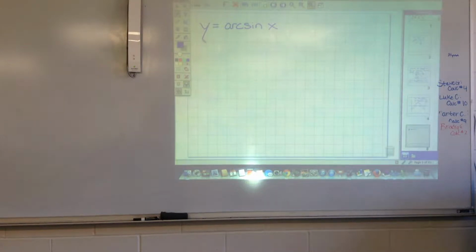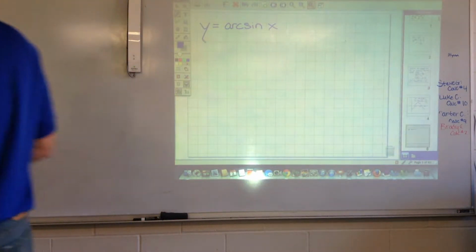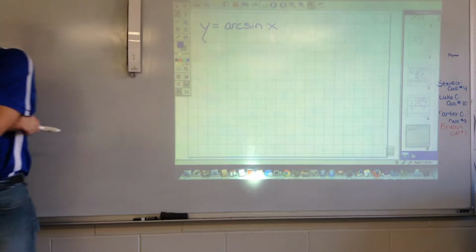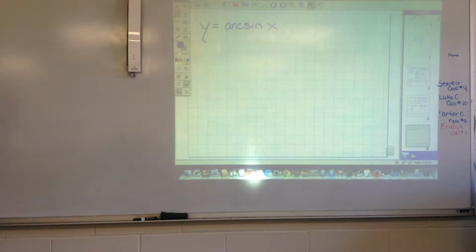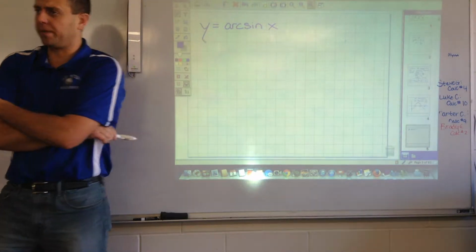Okay, today's learning target: I can differentiate inverse trig functions. We continue to go through all the different types of functions and how to find their derivatives. Inverse trig is kind of something different. We haven't talked about these yet. I want to refresh your memory on inverse trig to begin with.